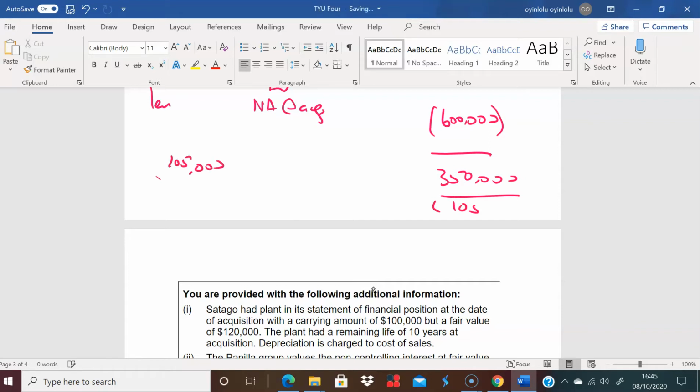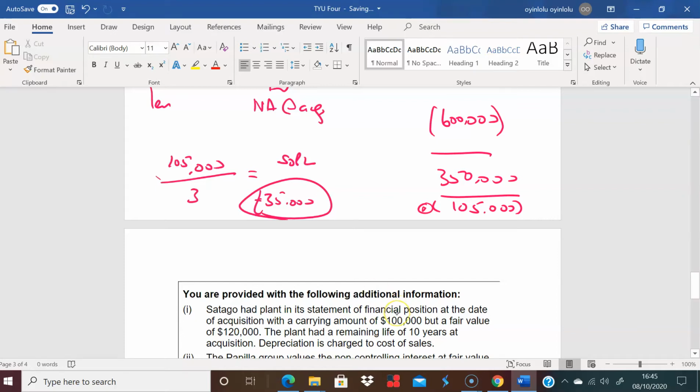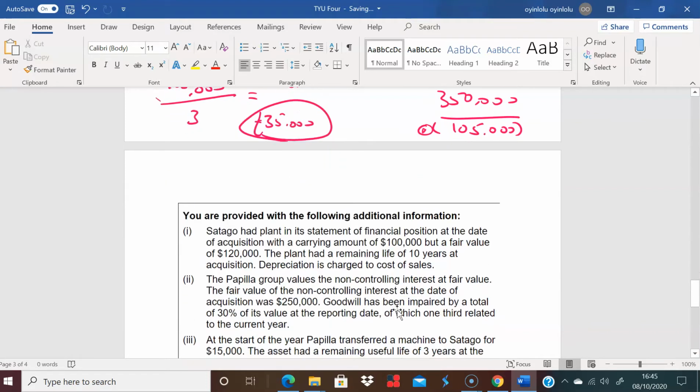So technically, I should do 1 over 5, 105,000 there. But only a third of this relates to my year. So what will actually go through my depreciation in my statement of profit and loss would be 105,000 divided by 3, which is 35,000. So that's 35,000 going through my statement of profit or loss, but this whole thing will go through to my statement of financial position. Right? Cool, great. That's kind of what's going on here, and that's kind of the extreme of it. Okay, great stuff.